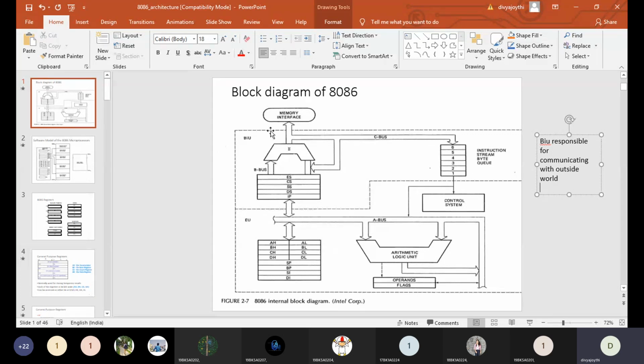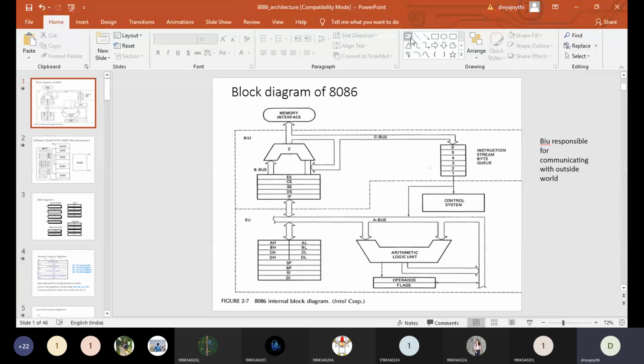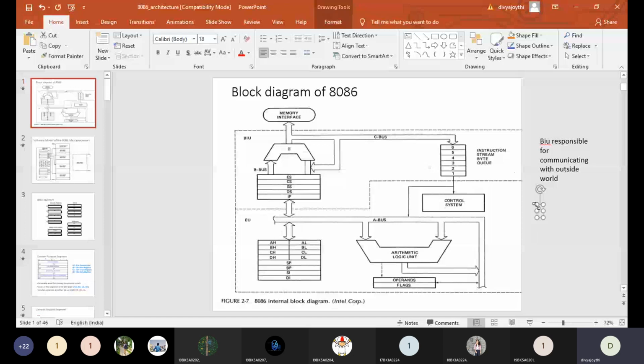So the first task that the BIU should do is to calculate the physical address of the next instruction. Why should it calculate the physical address? Because if it doesn't know where exactly the instruction is, then its searching time will become more. So the pipelining process may fail.